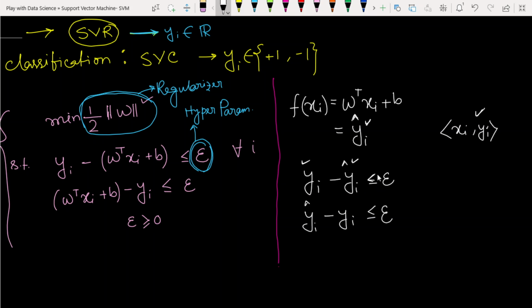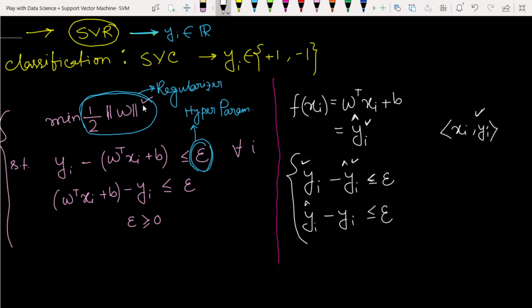Because of this simple reason, we are calling epsilon our hyperparameter. According to our requirement, we have to choose this value, depending on how much we want to reduce the error. Only for this reason, we are calling it a hyperparameter. I think now this concept is clear, why we are calling it that.